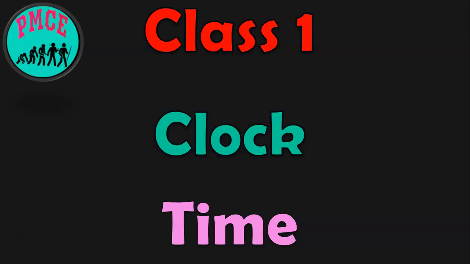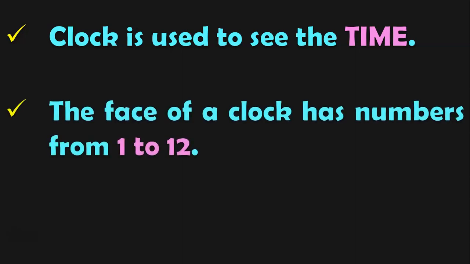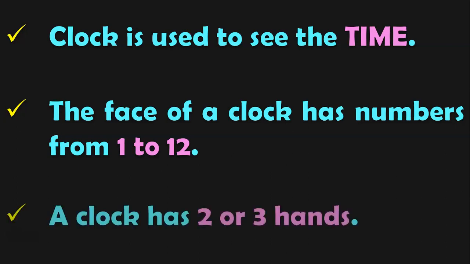In this video, we are going to learn about the clocks under the concept time in class 1. So, what is a clock? A clock is something which is used to see the time. The face of a clock has numbers from 1 to 12. A clock has 2 or 3 hands.